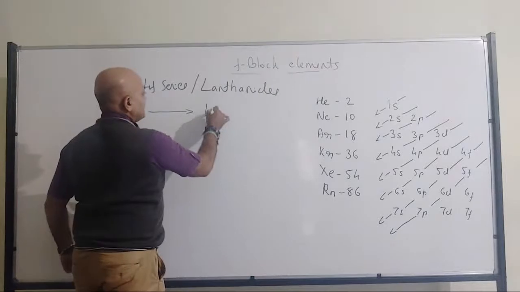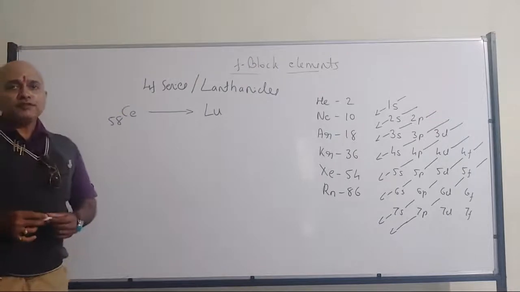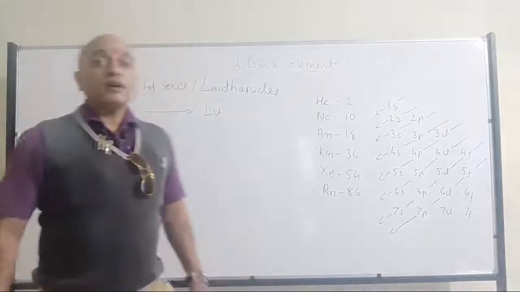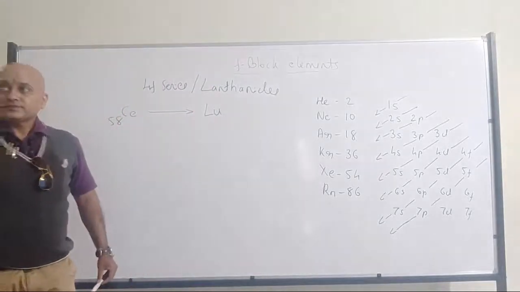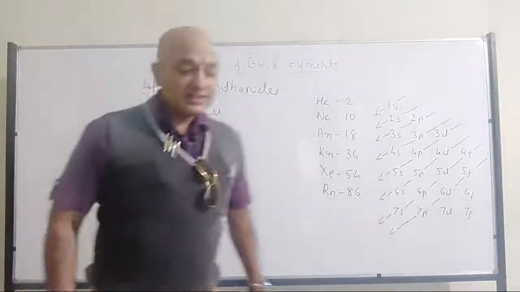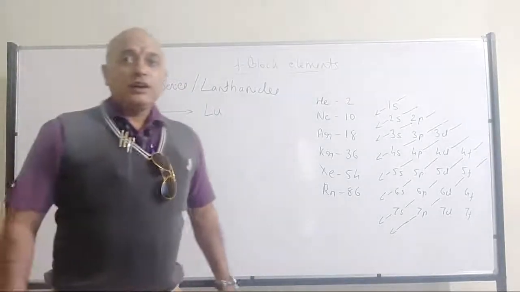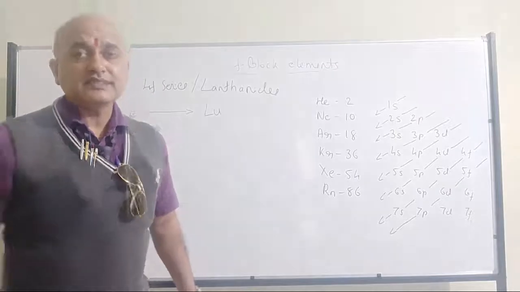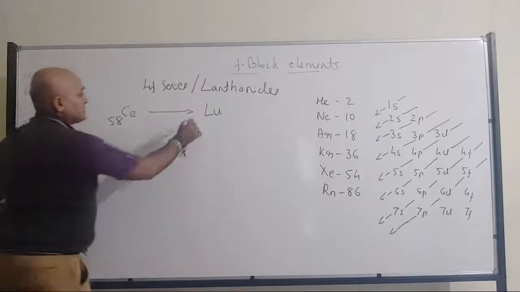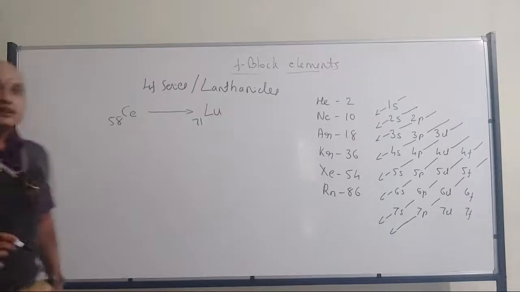That is Lu. What should be the atomic number for lutetium? Any one of you? Cerium is 58. What should be the atomic number of lutetium? 71. Okay, one answer is coming as 71. All of you will agree with this? Yes, it should be 71 because cerium itself is one of the F block elements.